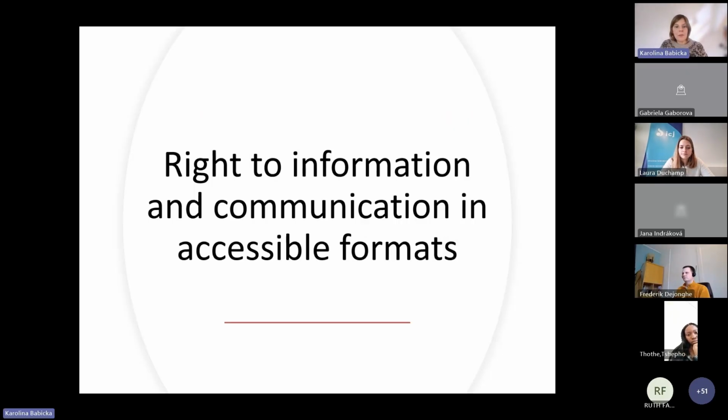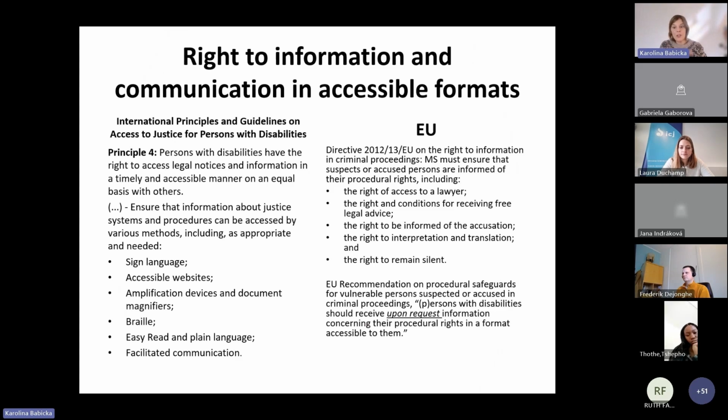And when it comes to access to information, but also procedural accommodation, there's a set of other tools to be used in the justice system based on, again, the individual needs of each person. So there could be sign language interpretation, accessible websites, amplification devices, using the Braille writing system, or facilitated communication.